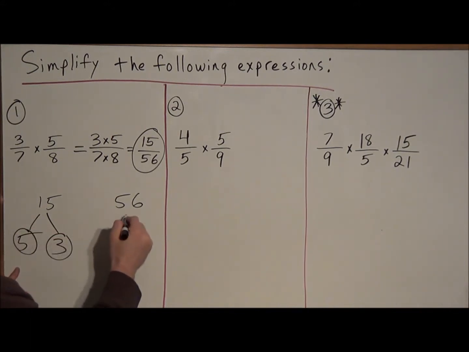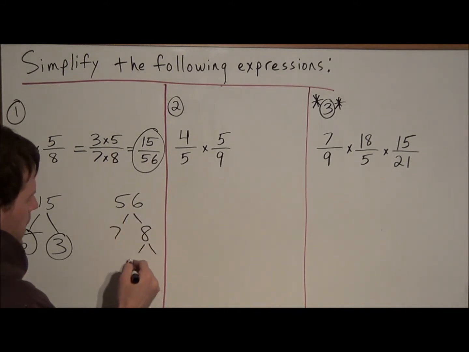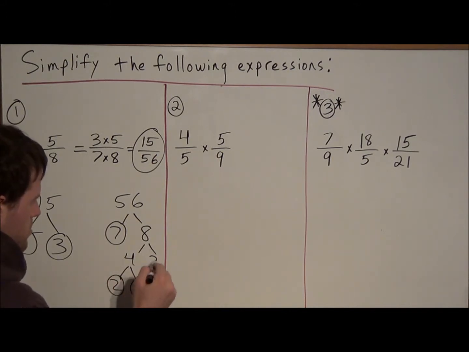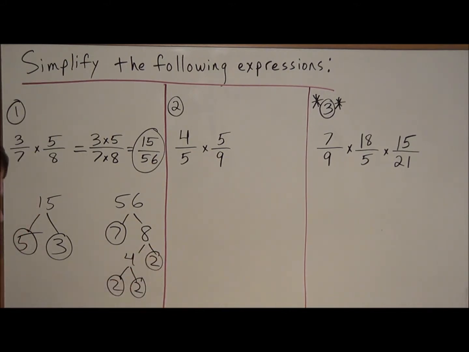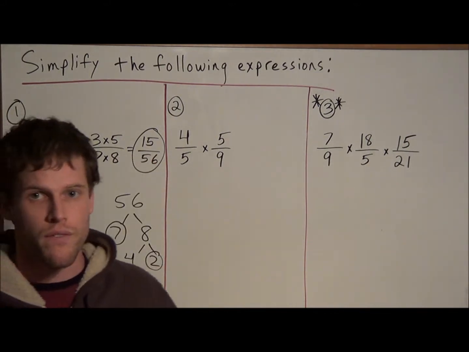Those are our prime factors. If we broke down 56, 7 times 8, and then we have 4 times 2, and then this simplifies to 2 times 2. So the prime factors are 7 times 2 times 2 times 2. Notice between these two they have no common factors. The only factors of 56 are powers of 2 and 7, and for 15, 3 and 5. So they have nothing in common, so we're done at 15 over 56.